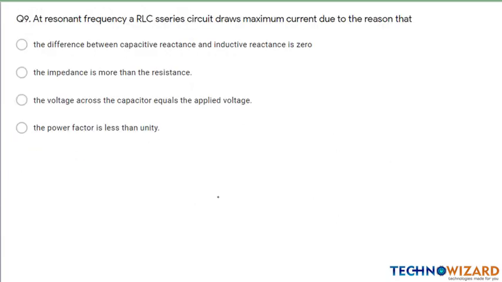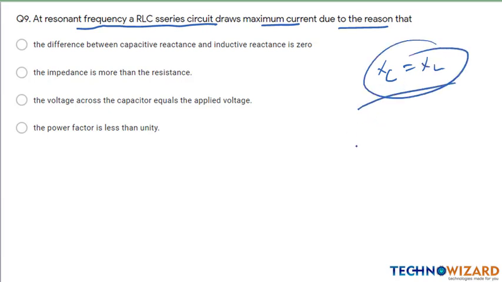Next question, question number 9. It's an easy question on resonance. At resonant frequency of RLC series circuit, it draws maximum current due to the reason. It can only draw maximum current when XC is equal to XL. Suppose this is R, this is XL, this is XC.